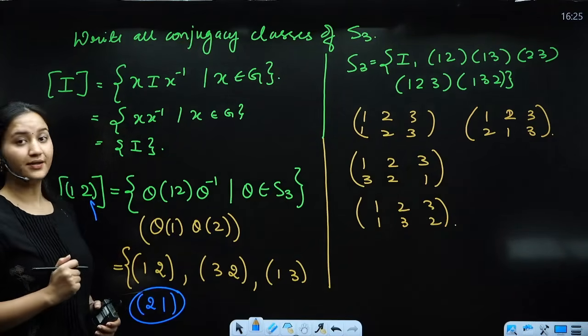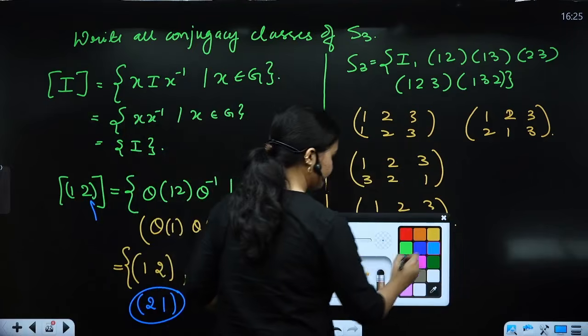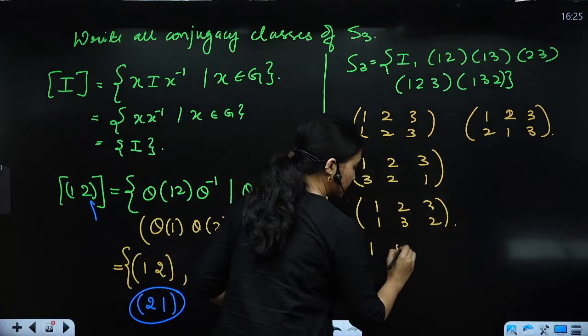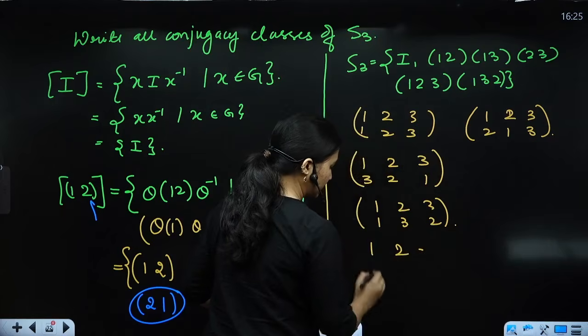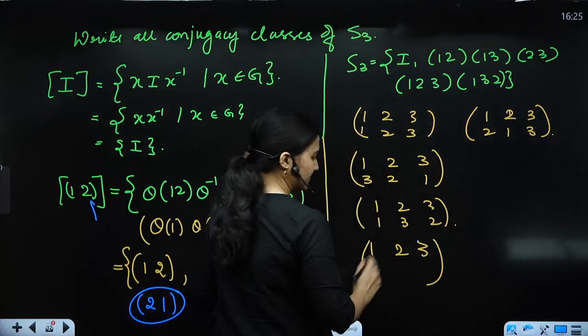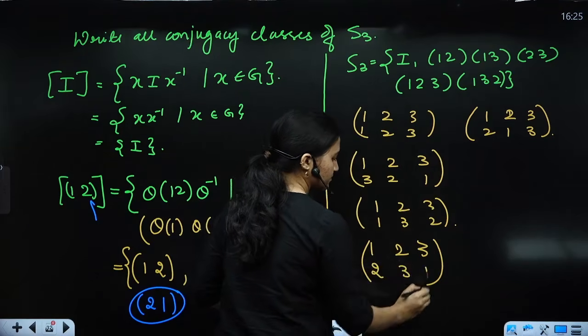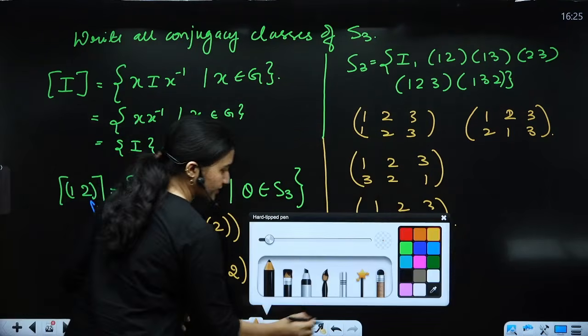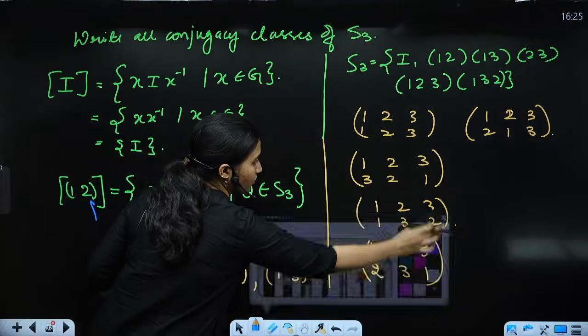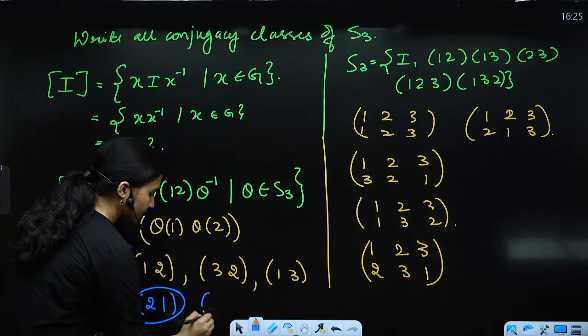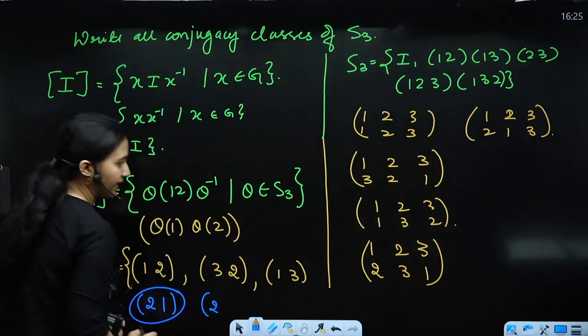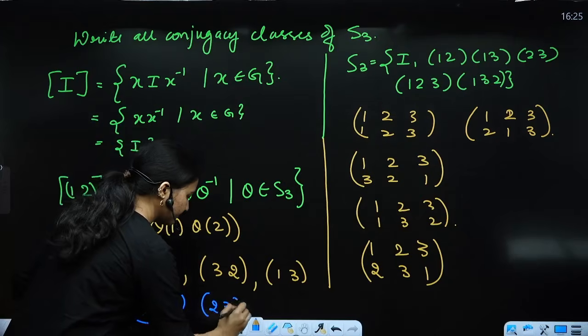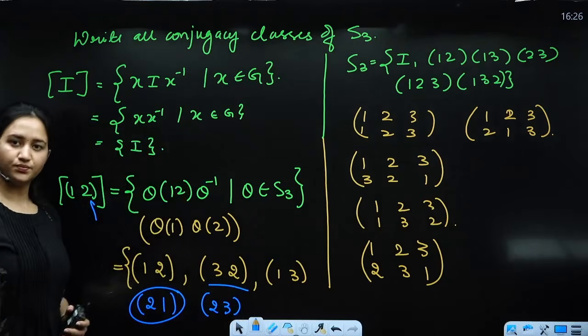Now if I take (1 2 3), pay attention. (1 2 3) means there is a cycle, right? Now I need the image of 1 under theta, that is going to be what? 2, and the image of 2 under theta, that is 3. This is exactly the same as (3 2), right?